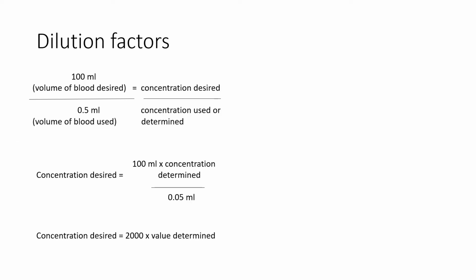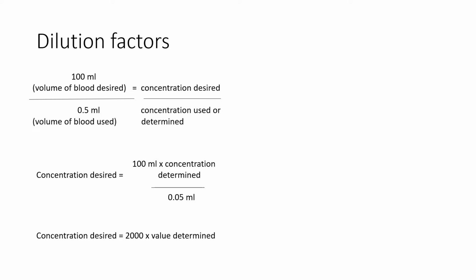Because 1 mil of the 1 to 20 dilution of blood is analyzed in the remaining steps of the procedure, 0.05 mils of blood is actually analyzed. 1 mil of the dilution used times 0.05 mils equals 0.05 mils of blood analyzed.